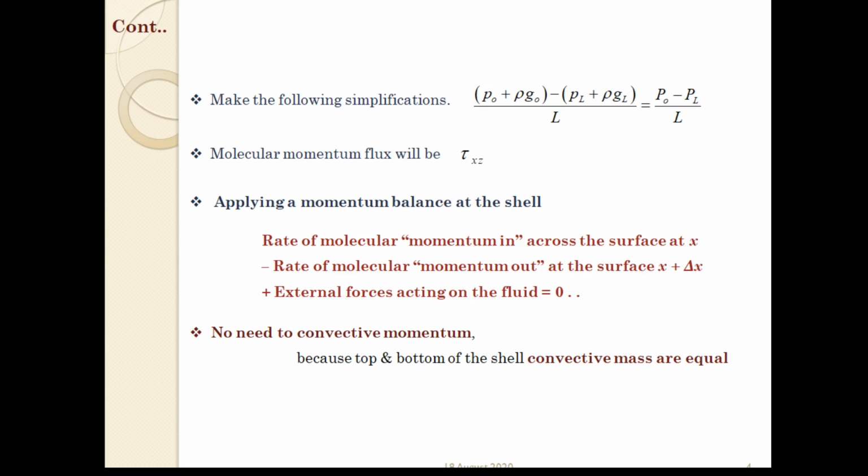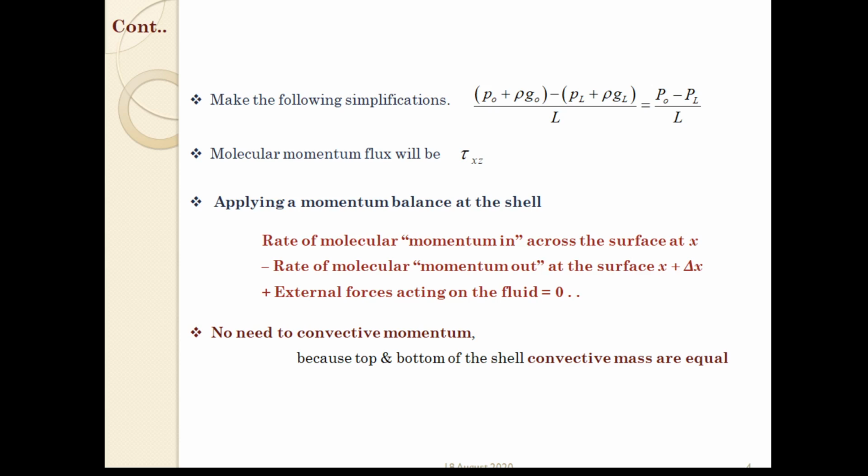Now we are making the following simplification: small p naught plus rho g naught minus small pL plus rho gL, upon L, equals capital P naught minus capital PL upon L. Here capital P naught equals small p naught plus rho g naught, and capital PL equals small pL plus rho gL. So this is the simplification we are making so that we can get the velocity profile easily.